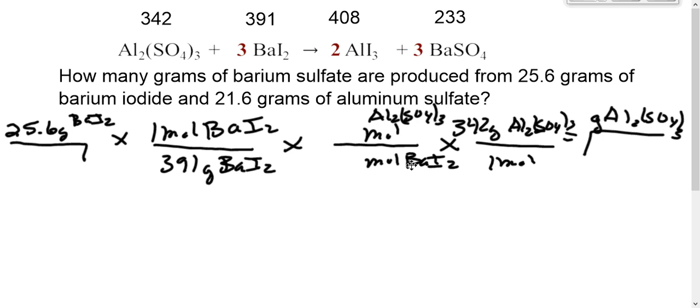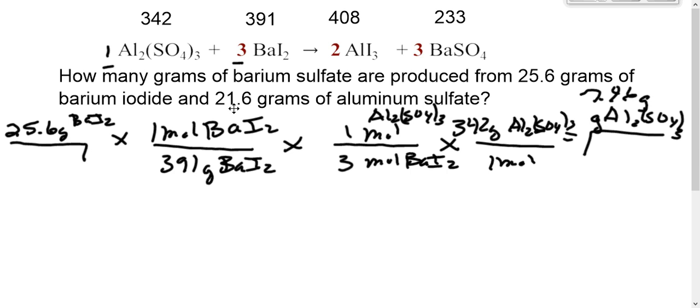Okay, now I need my numbers in front of barium iodide. That's a 3 there, so I'll put a 3 here. There's a 1 here for this one, so I'll put a 1 here. All right, now what am I going to do mathematically? Here it goes. I'm going to take 25.6, divide that by 391, divide that by 3 and times by 342 equals 7.46 grams. Okay, now that's all I need, 7.46 grams of aluminum sulfate.